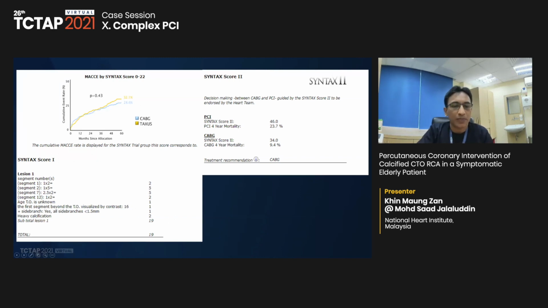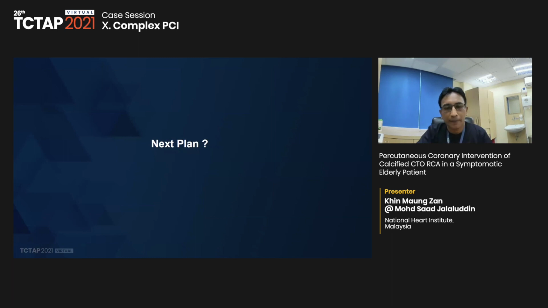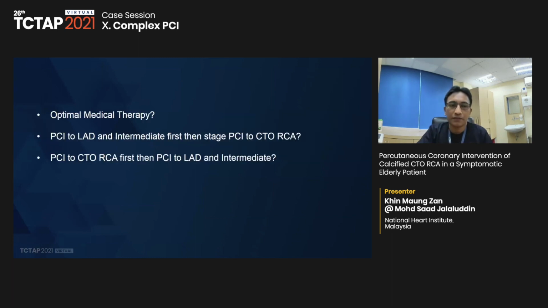We discussed this patient for revascularization options. However, this patient doesn't want CABG, and she insisted on PCI. So what is the next plan? Should we offer this lady optimal medical therapy, or should we proceed with the PCI to LAD and intermediate followed by the PCI to CTO-RCA, or should we do the PCI to CTO-RCA first? In this case, we chose the third option, that is PCI to CTO-RCA.